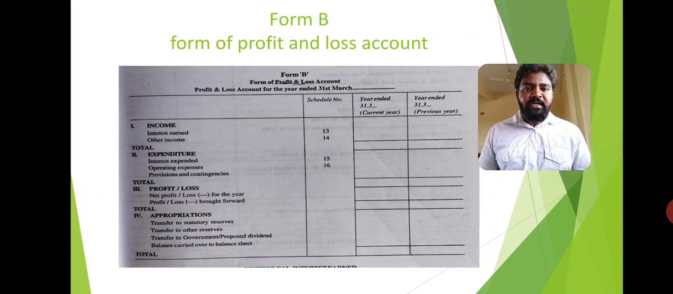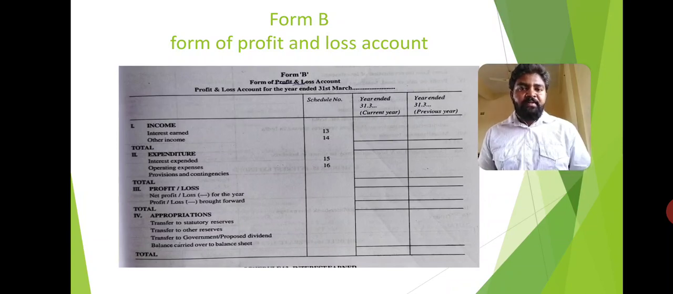Here, net profit or loss for the year and profit or loss brought forward. If there is any profit or loss amount from last year, that also we need to bring forward here. And for the current year, while preparing the profit and loss account, we may get a profit or loss, and that also should be considered under the head of profit and loss.